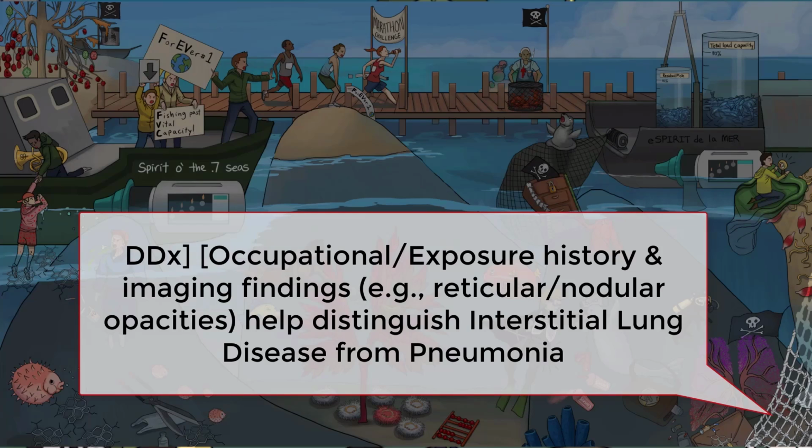Now, because it's so rare, you shouldn't go off looking for it if you think your patient has regular old pneumonia. But if you get a curious occupational history, like shipbuilding, aerospace work, or coal mining, maybe you should give it a thought. The chest imaging findings of a patient with interstitial lung disease can be quite different from typical pneumonia and will help point you in the right direction.